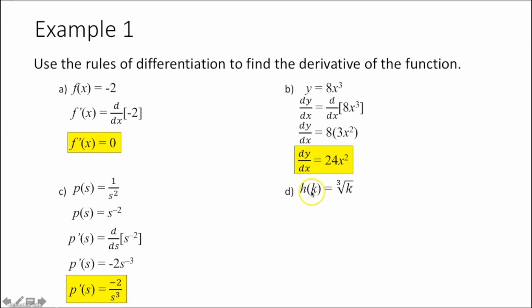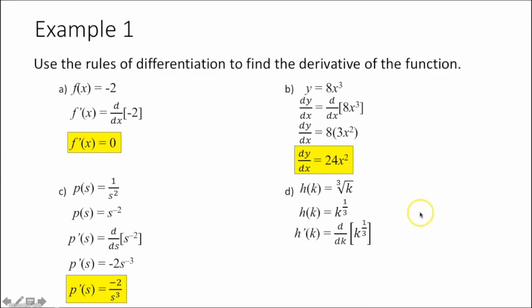Part d, I have h of k is equal to the cube root of k. Now here's a question, what do I do with a radical? I need to write this so that it has an exponent. I'm going to change my radical so that it's written in a rational exponent format. So instead of the cube root of k, I'm going to write k to the 1/3 power. These are the same. I could then use the power rule, just like we were doing before.